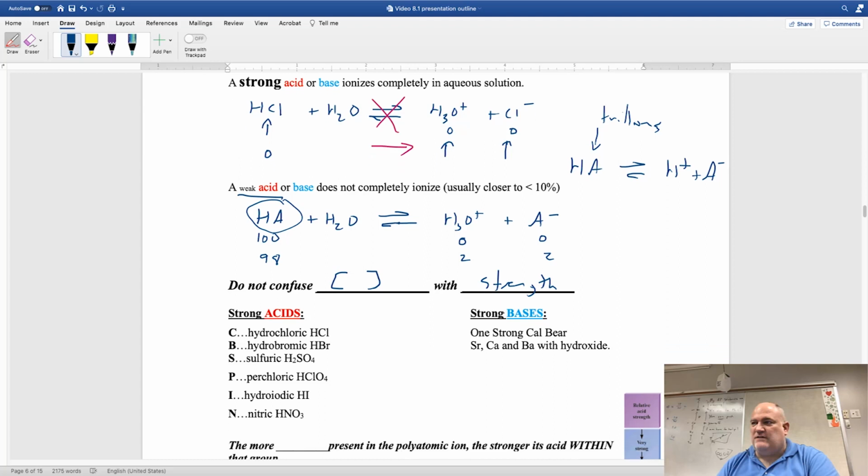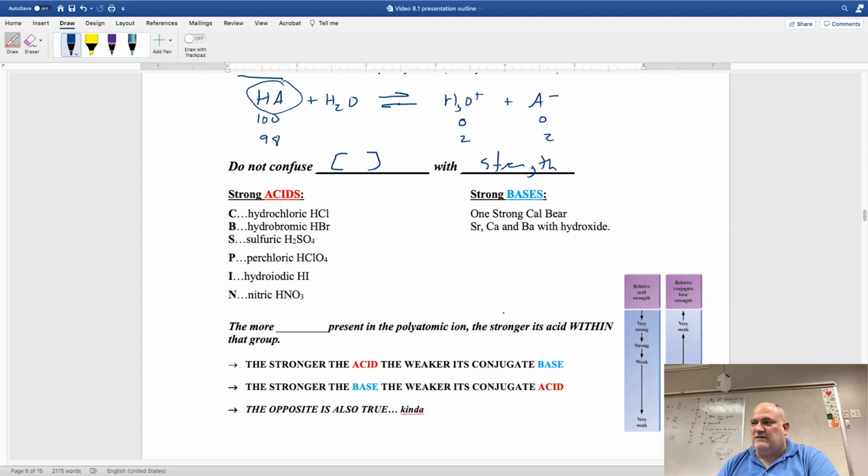Now, just a reminder of what strong acids are and what weak acids are. Remember CBS PIN from way back when? The CBS PIN is the lineup of all the strong acids. Now, I will point out something to you here as well.